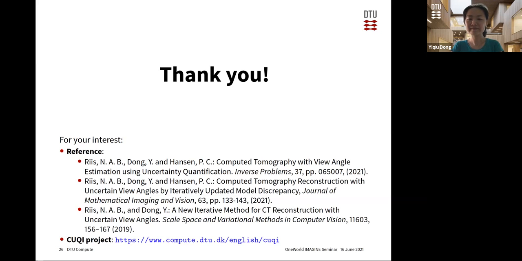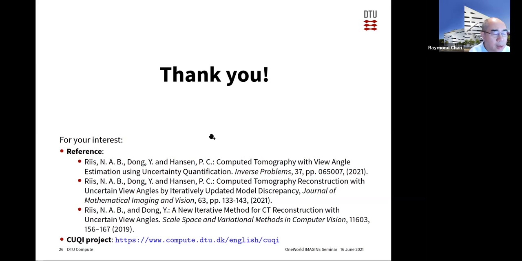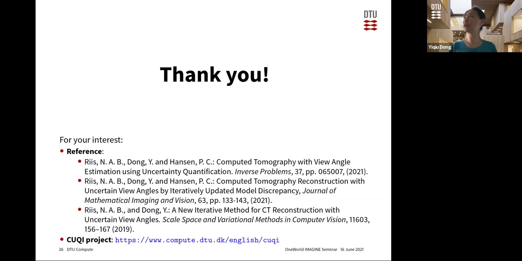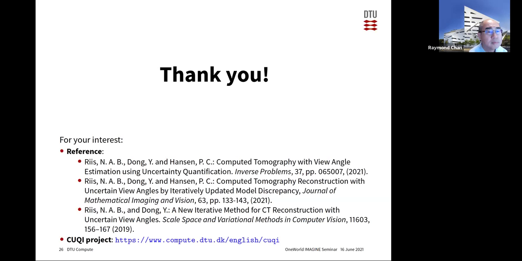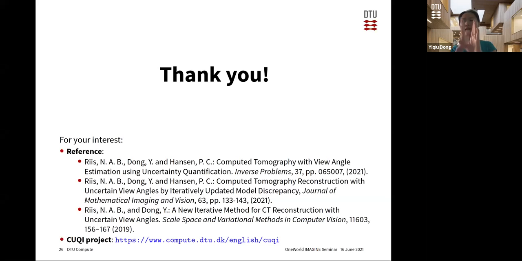Maybe I'll ask the first question. Yiqi, you mentioned that the view angles must be mutually independent. What exactly does it mean? So basically, for example, if we set a 90 scan angle, then these 90 scan angles are independent of each other. So the second angle does not depend on the value of the first angle.